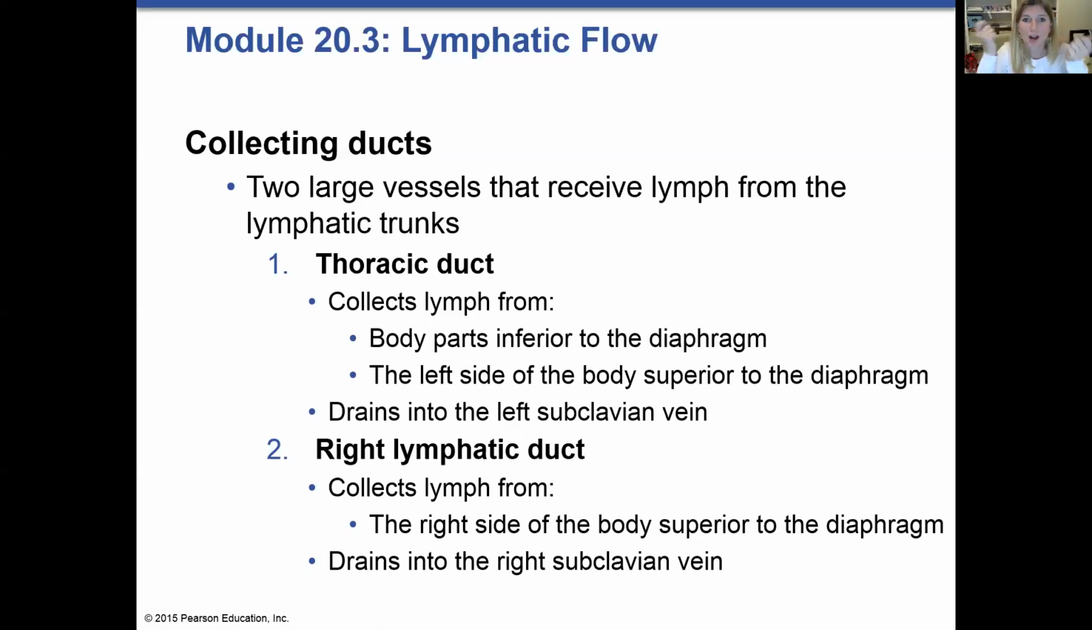So these two ducts are going to drain into the subclavian vein. You have a right subclavian vein and a left subclavian vein. The thoracic duct drains into the left subclavian vein. The right lymphatic duct is draining into the right subclavian vein. Guess where they go? Into the right and left brachiocephalic veins. Guess where that goes? Into the superior vena cava. Guess where that goes? Into the right atrium. And then whatever was just sucked up by all of those areas of our body is now in our blood.